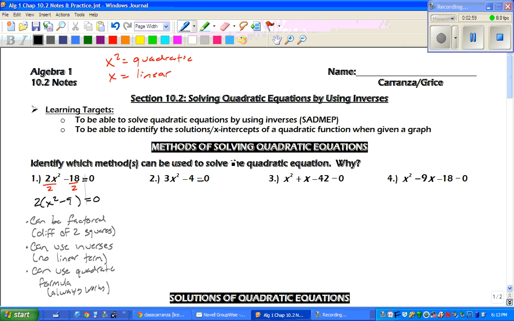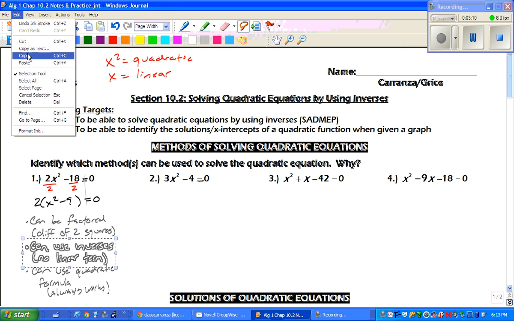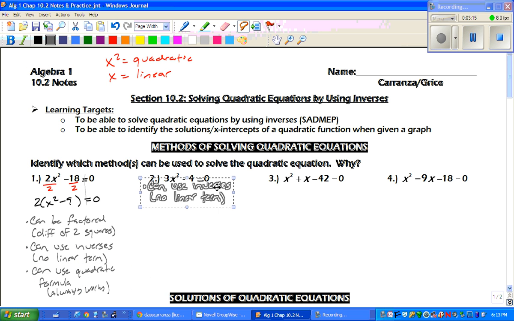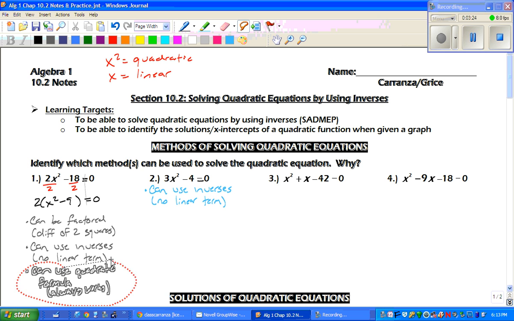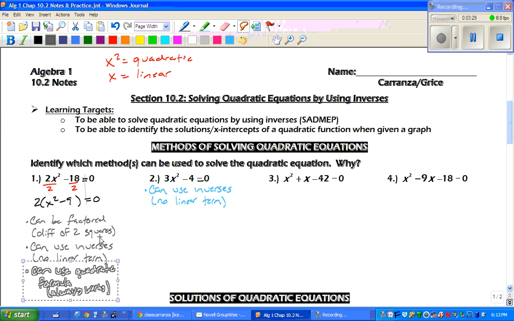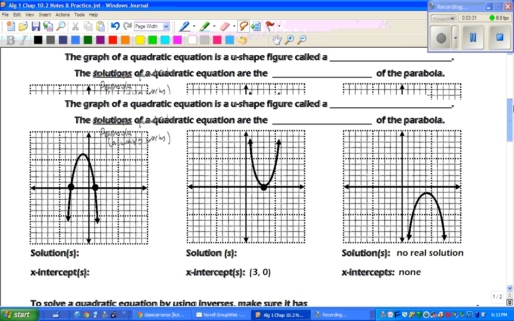Now, 3x squared minus 4 equals 0. Oh, my equal sign is missing. So what can we do there? Can we factor it at all? No, we can't factor it. But can we use inverses right there? I sure think we can. And you know why we can use inverses? Because there's no linear term. Okay? And then the one that always works is, I bet you guys wish you could do this on your paper.